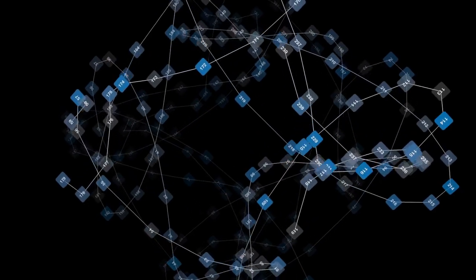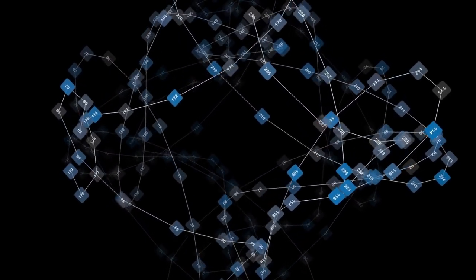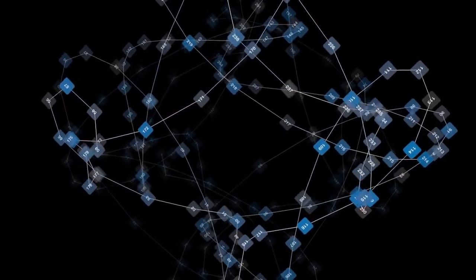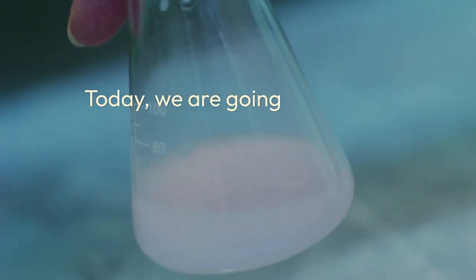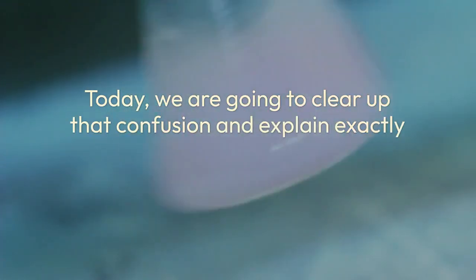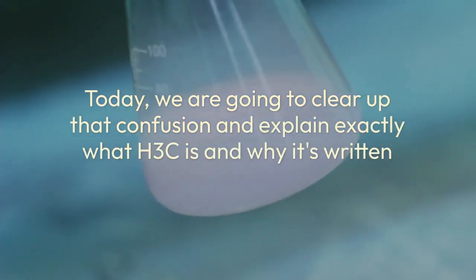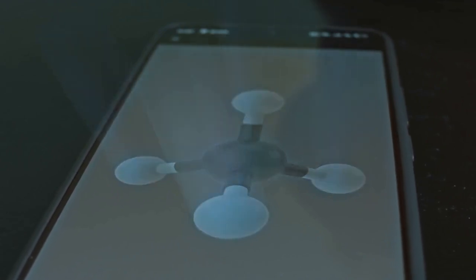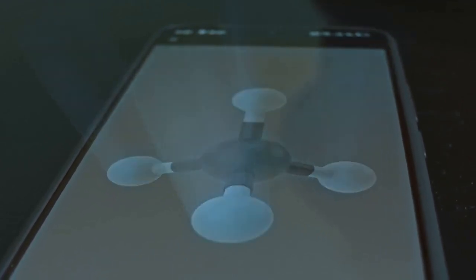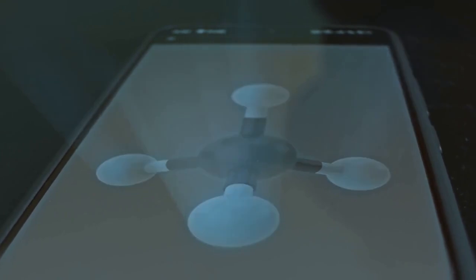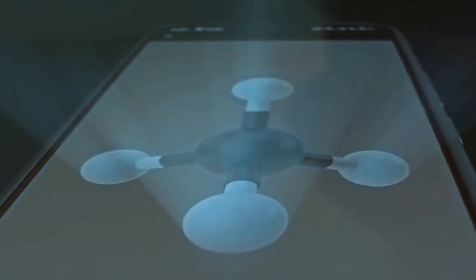Have you ever been studying organic chemistry and come across the symbol H3C? You might have wondered, why is it written backwards? Shouldn't it be CH3? Today, we are going to clear up that confusion and explain exactly what H3C is and why it's written that way. It's a fundamental concept that will make reading chemical structures much easier. So, let's get right into it.